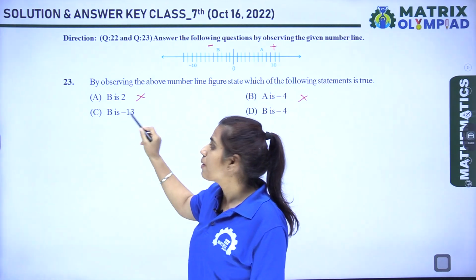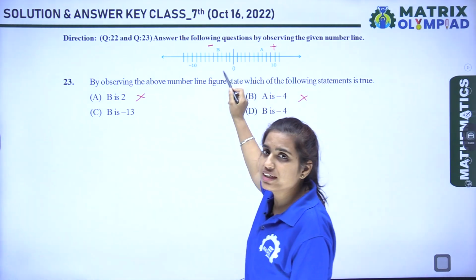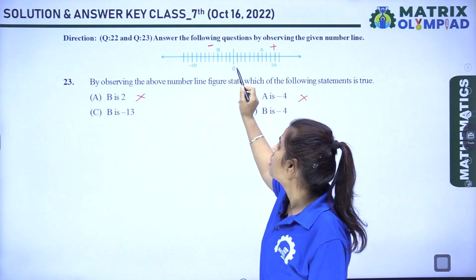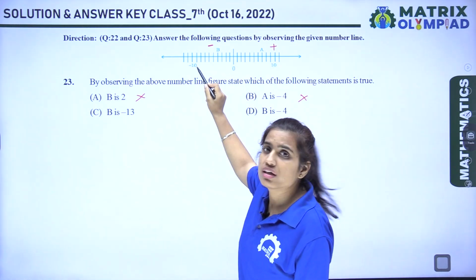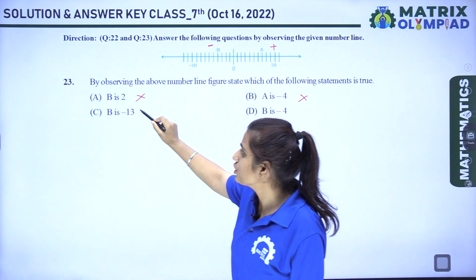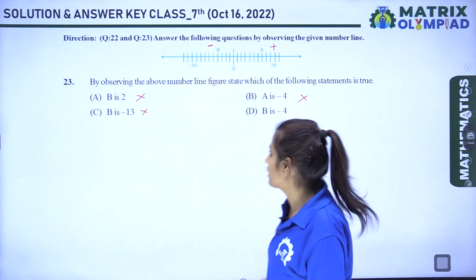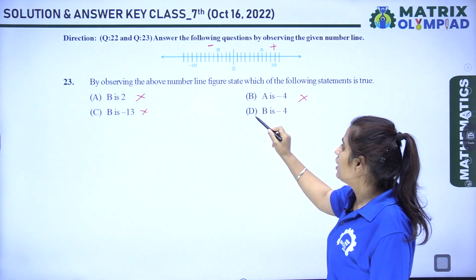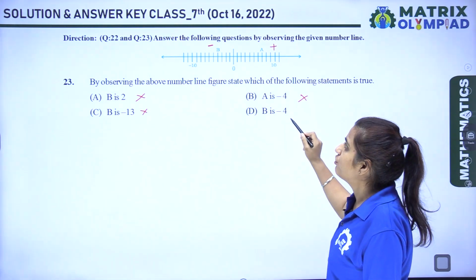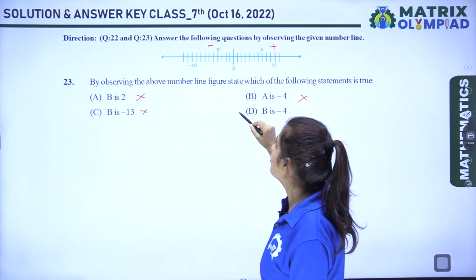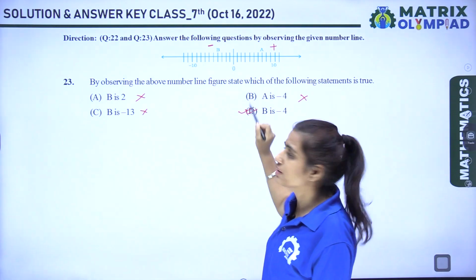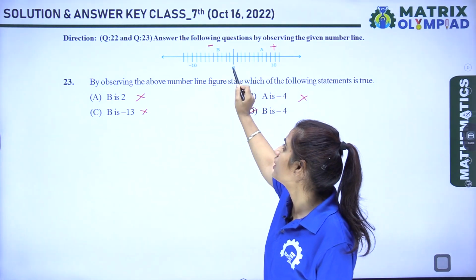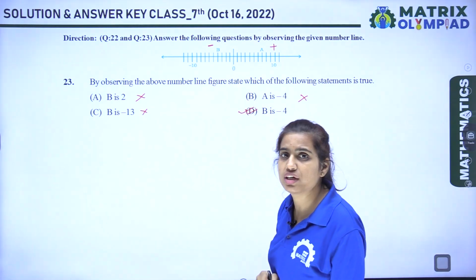Now option C says B is -13. Here you can see that B is in between 0 and -10. So option C is also incorrect. Option D says B is -4. So option D will be the correct answer as it lies in between 0 and -10.